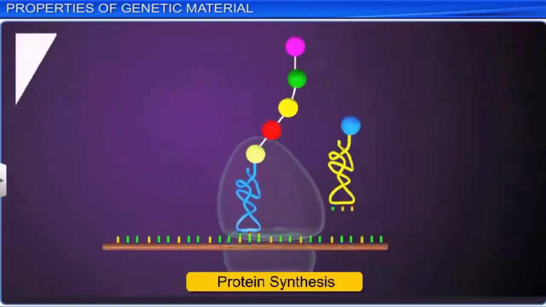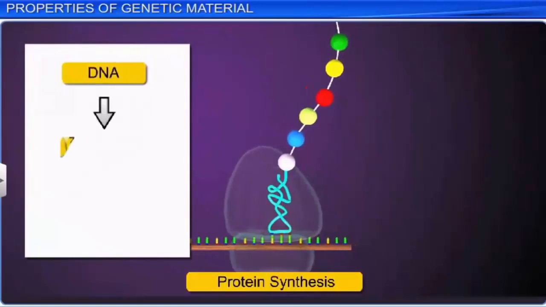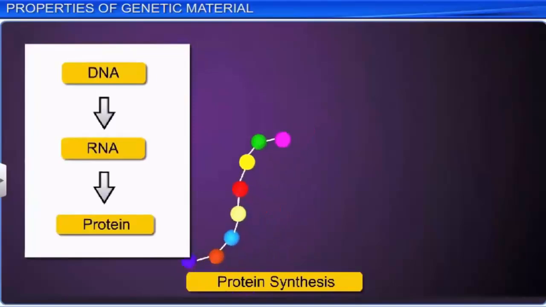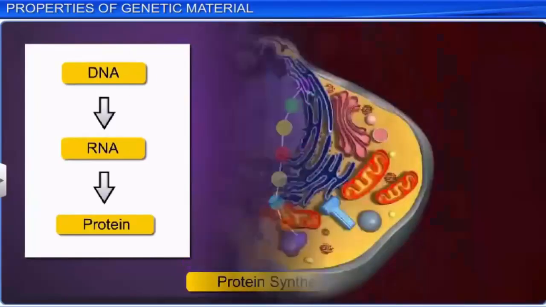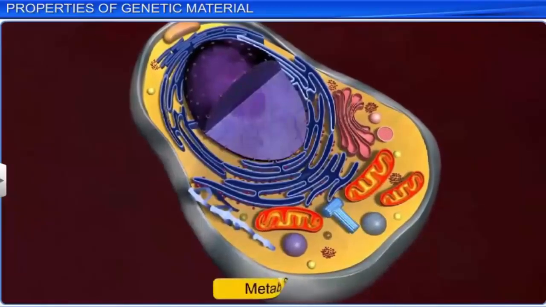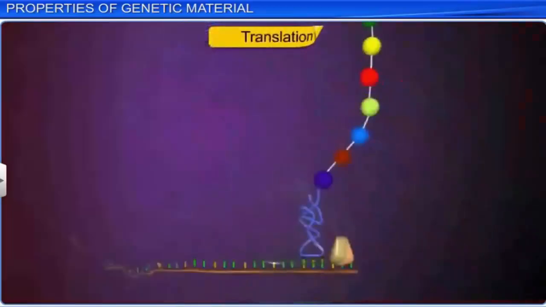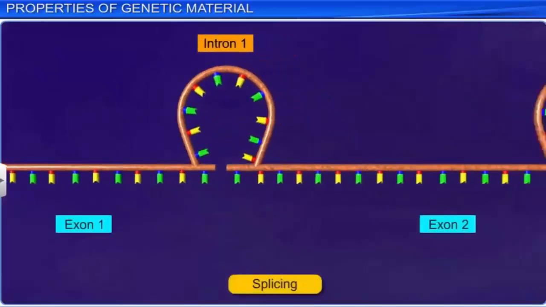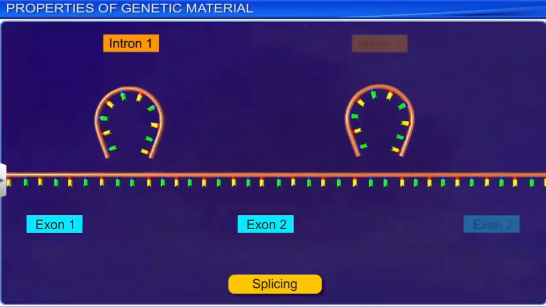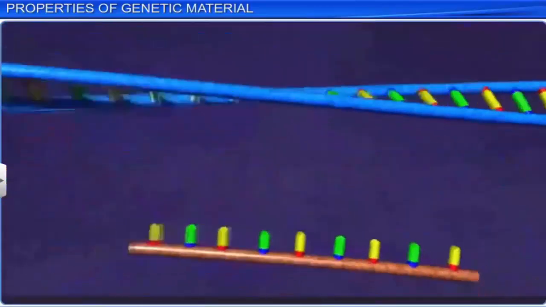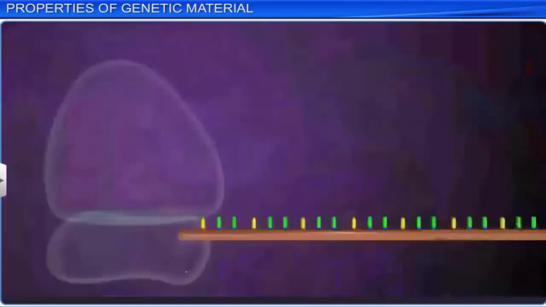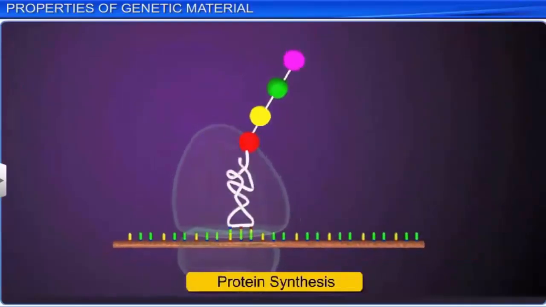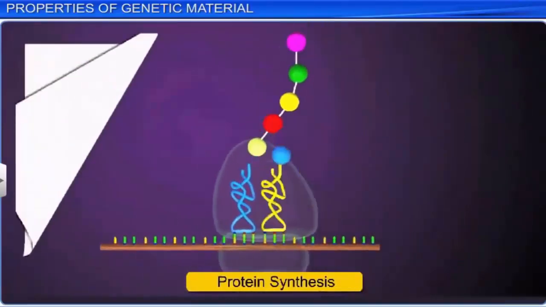In this regard, DNA is dependent on RNA, not only for protein synthesis, but also several essential life processes such as translation and splicing are evolved around RNA. Therefore, even though DNA is the preferred genetic material due to its stability, it is the RNA that is involved in the transmission of genetic information.